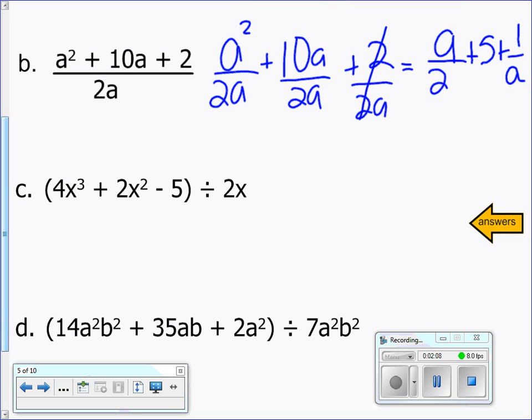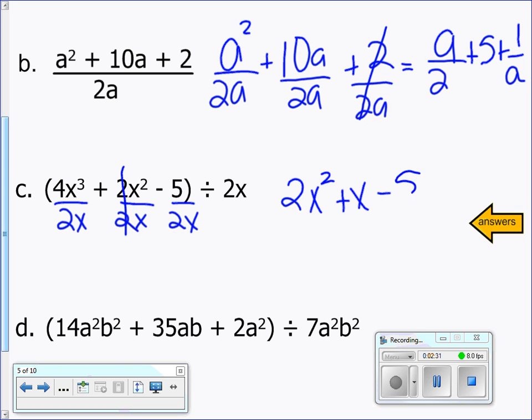This one is still dividing everything by the monomial, so over 2x, over 2x, over 2x. 4 divided by 2 is 2. X cubed divided by x, when you divide, you subtract, would be x squared. 2 divided by 2 is 1. X squared divided by x is x. And 5 divided by 2x would just be 5 over 2x.